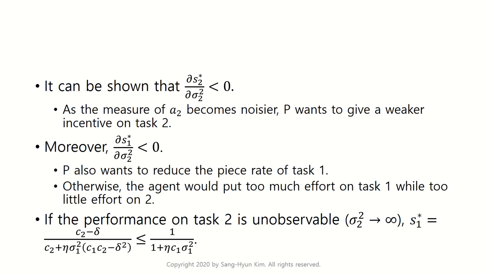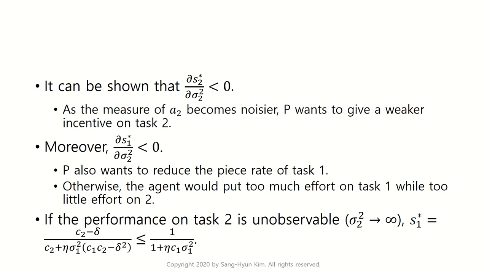But I don't want to do that right now, so I just move on. So it can be shown that the partial derivative of S2 star with respect to sigma 2 squared is smaller than zero. So what does that mean? If you differentiate this S2 star with respect to sigma 2 squared, then it is negative. No surprise at all. So this is what we saw before.